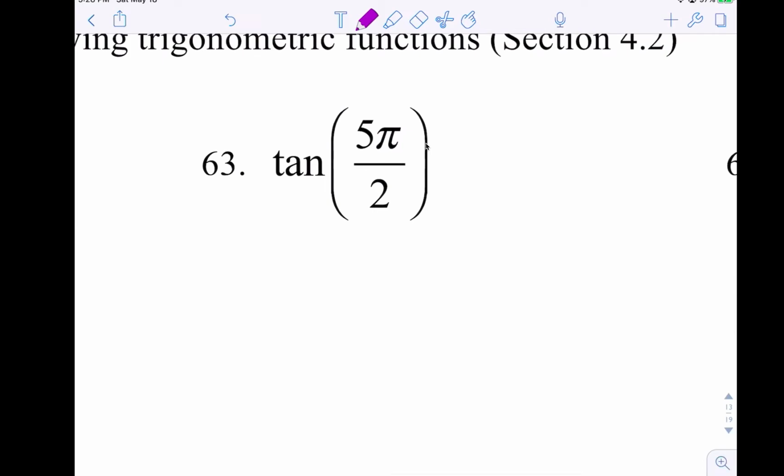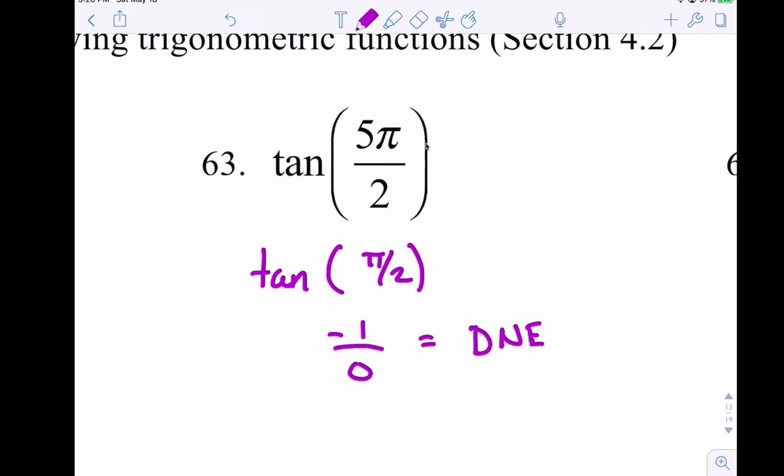Tangent of 5 pi over 2. So that's the same thing as tangent of pi over 2, which again is going to be -1 over 0, or positive 1, sorry, positive 1 over 0. So that does not exist.